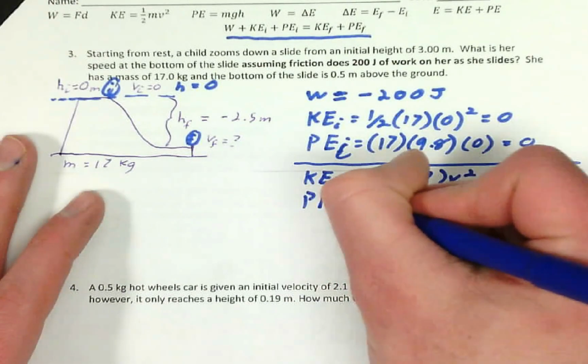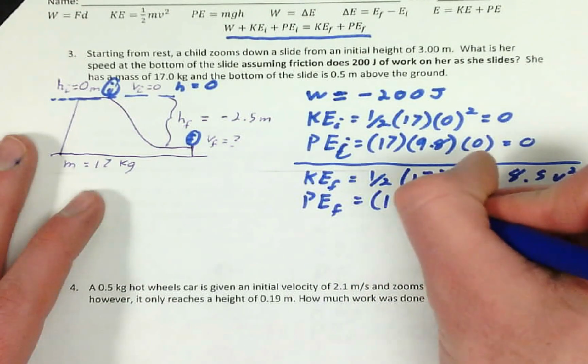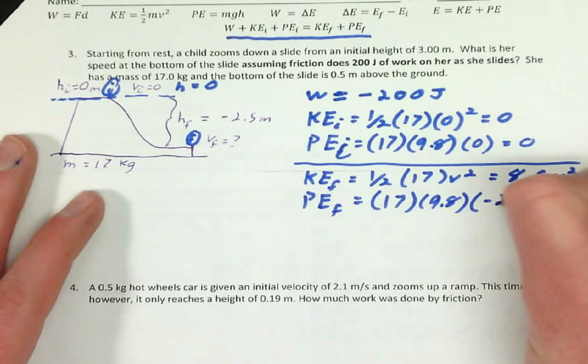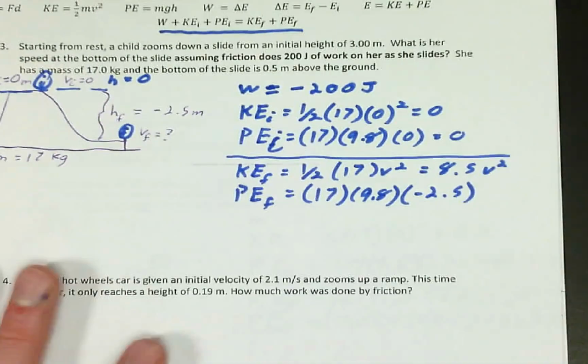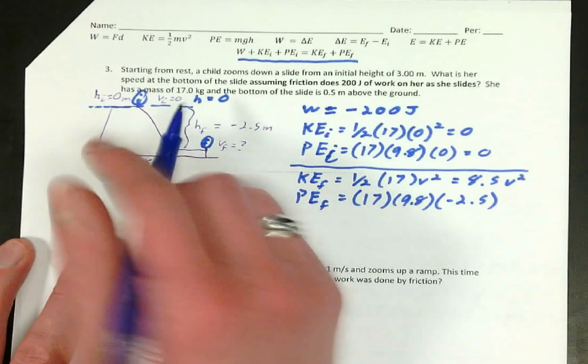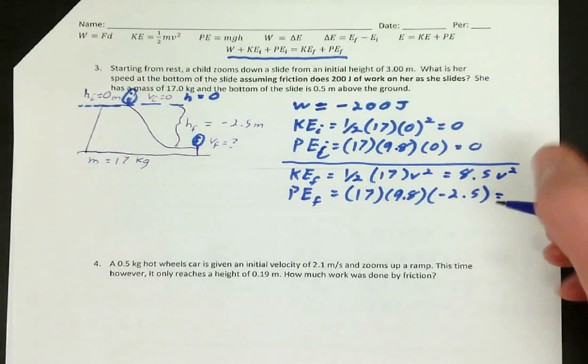And the final potential, mgh. Don't forget that because I called 0 the top of the slide, it's negative 2.5. Now, remember, you can call height 0 whatever you want. So just because I made the top 0 doesn't mean you had to. This gives me negative 416.5.